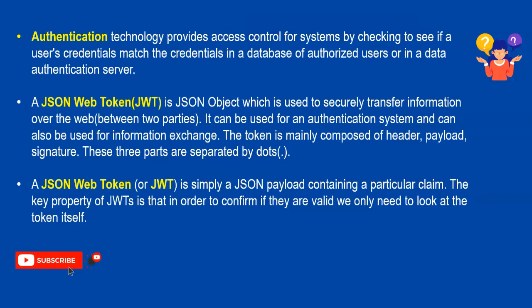JSON Web Token is a JSON object which is used to securely transfer information over the web between two parties, like client and server. It can be used for an authentication system and can also be used for information exchange. The token is mainly composed of header, payload, and signature. These three parts are separated by dots in the token. A JWT is simply a JSON payload containing particular claims. The key property of JWT is that, in order to confirm if it is valid, you only need to look into the token itself. So let's see how we can implement authentication in our web API.